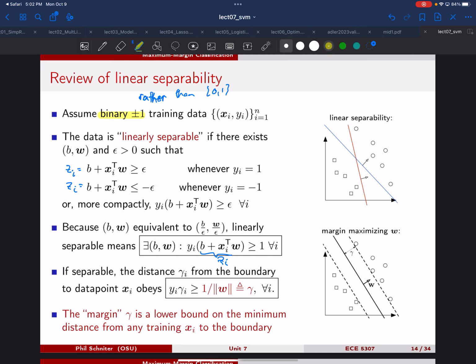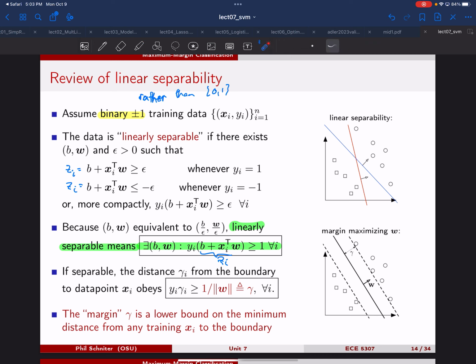So maybe I'll highlight this expression. Okay, so that's our definition. Any questions? Yes. So the epsilon is just a guarantee that none of the points sit on the boundary? Yes, exactly. You can imagine if you put your data all on a line, there's no way you could separate it. So it just needs to be epsilon away from that.